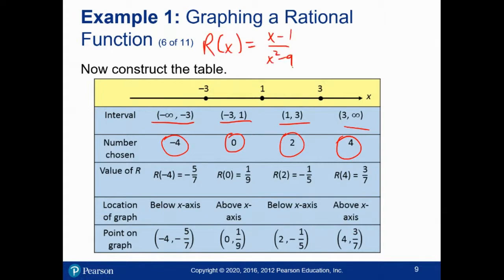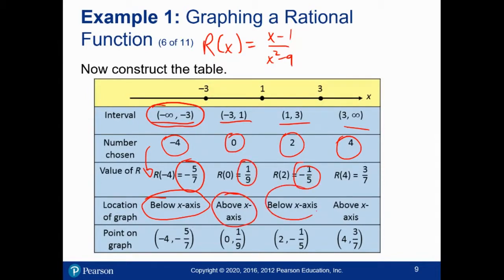Okay, so if you plug these into the function, so r of x was x minus 1 over x squared minus 9, just plug these in and you'll get out these r values, which means since it was negative here and it did the same thing on this whole interval, it must be negative on that entire region. Similar reasoning, since it's positive here, it's positive on that entire interval. Negative means negative, positive means positive. Okay.